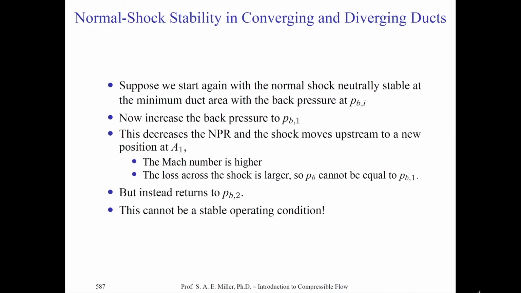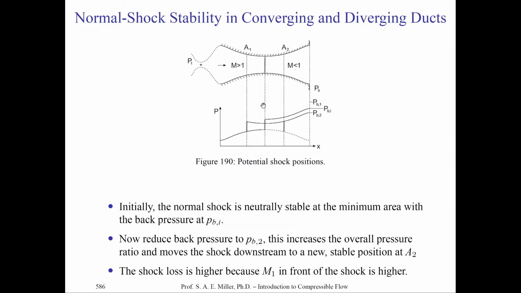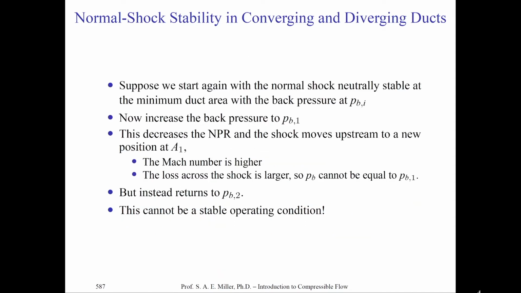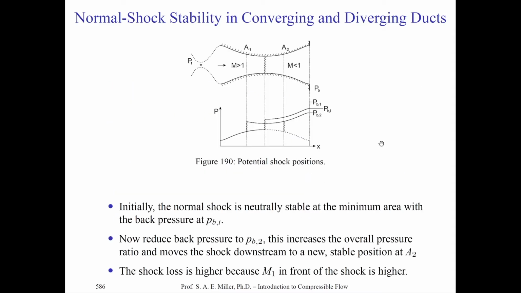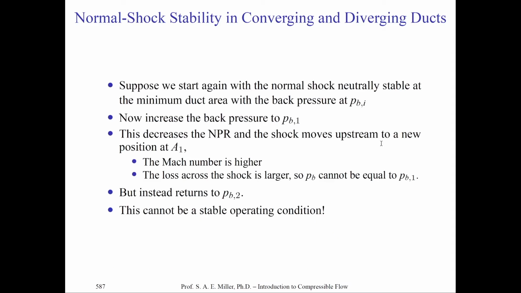Then, once again, the Mach number is higher, and we have subsonic flow everywhere afterwards, unless the flow is rechoked, which is very unlikely in this situation. Therefore, the losses across that shock will be even larger than, of course, the neutrally stable case at the nozzle throat. And so, in this particular situation, the back pressure, once again, cannot equal the back pressure that we desire, PB1, which is, of course, the highest static pressure. Instead, the flow will return to PB2.